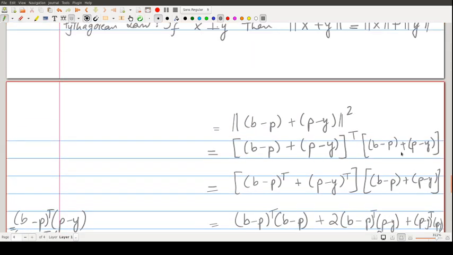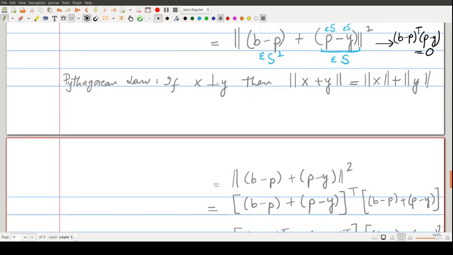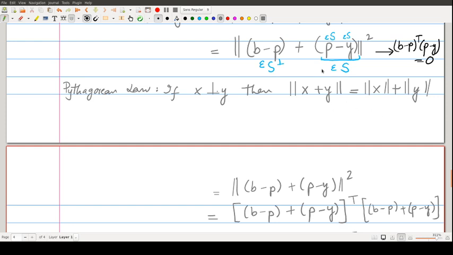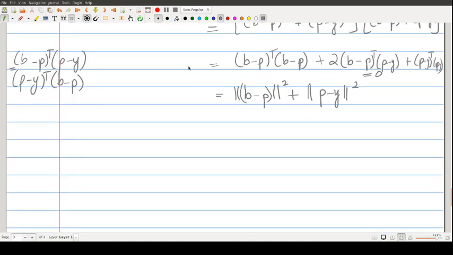I wouldn't have had to do all of this if I had just proven the Pythagorean law. If you just know the Pythagorean law, then you know that the norm of x plus y squared should equal the norm of x squared plus the norm of y squared, right? Sorry, there's a squared here. Okay, and so now this tells me that the norm of b minus y squared is equal to the norm of b minus p squared plus the norm of p minus y squared, right?